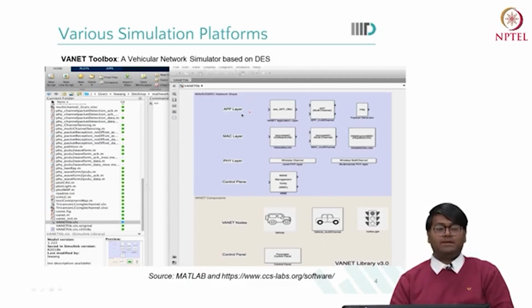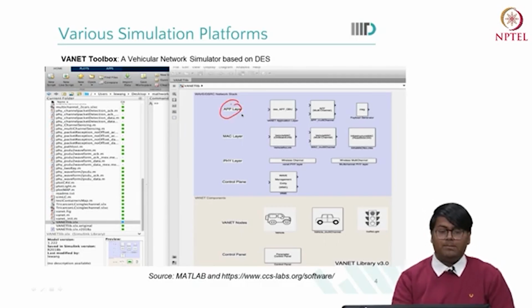Now we will briefly discuss various simulation platforms that can be used for vehicular network simulation. Firstly, we'll discuss the VNet toolbox. The VNet toolbox is a Simulink library, and this library contains major vehicular network layers. First is our application layer, then the MAC layer, and the physical layer.